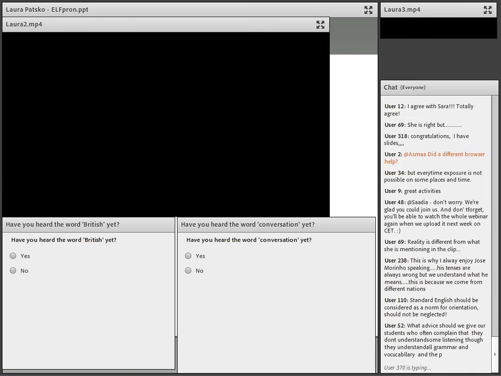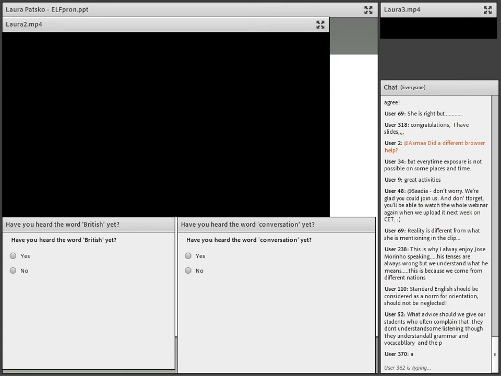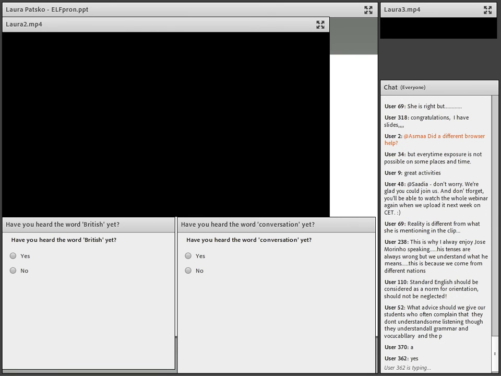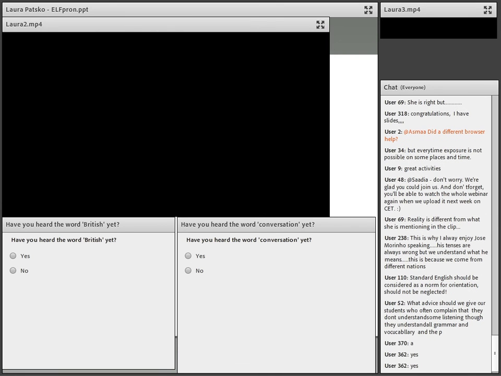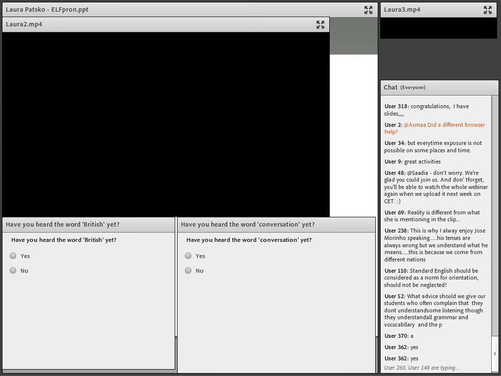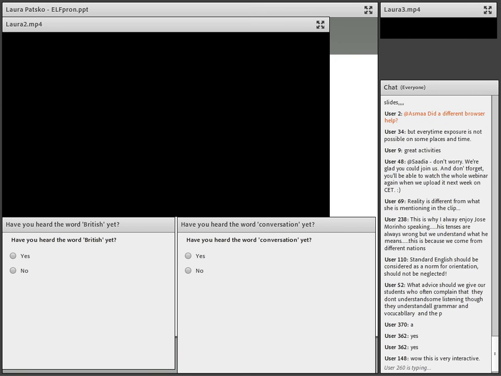So this is, by analogy, how I would do it in the classroom. I would tell my students, when you hear the first word, raise your hand. But because we're using a webinar, I'm going to ask you to use a poll instead. So when you hear the first word, click yes. And the same, when you hear the second word, click yes. I hope you're ready. I'm going to play the video now.